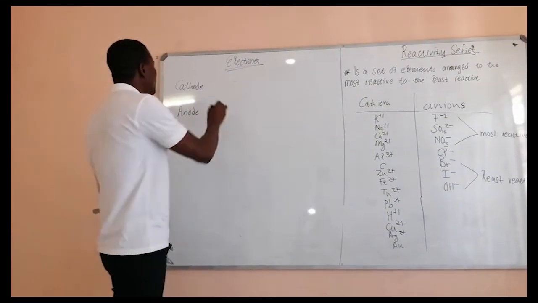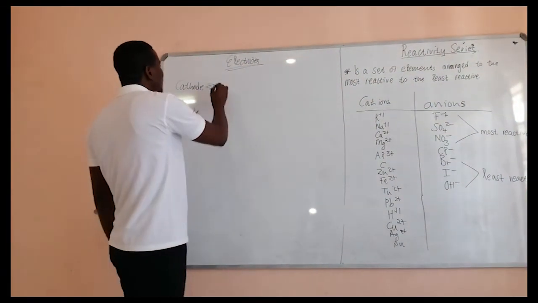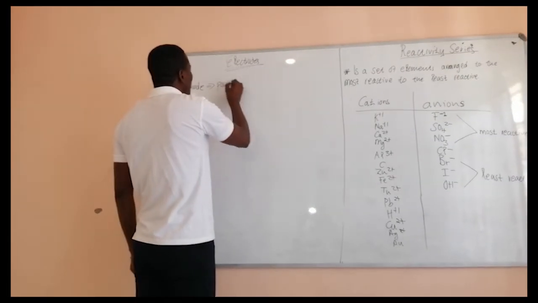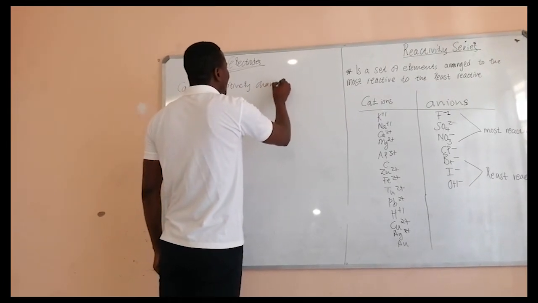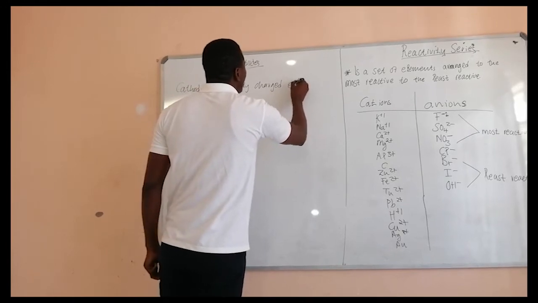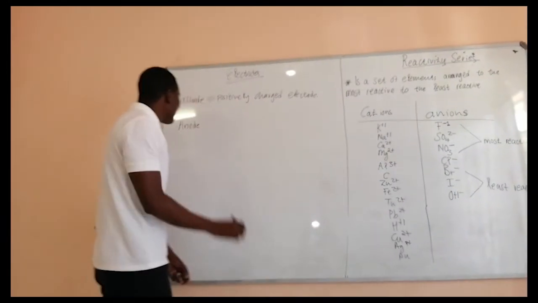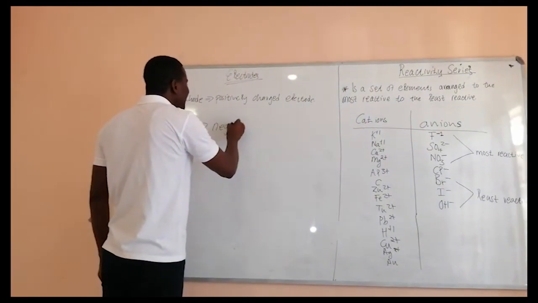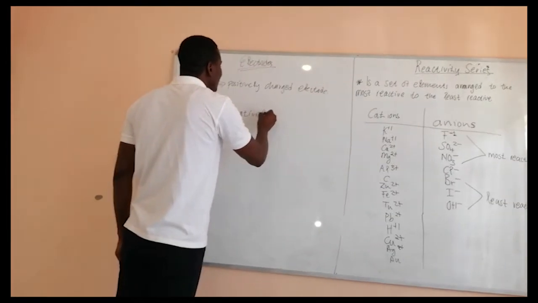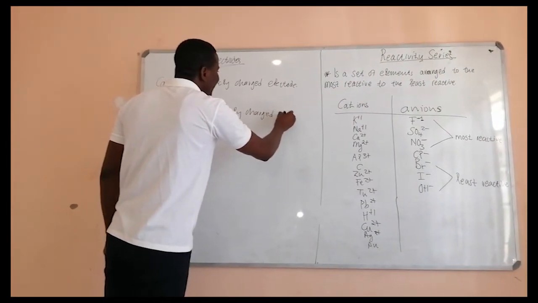Now, the cathode, what is the cathode? The cathode is a positively charged electrode. And then we have the anode, which is a negatively charged electrode.